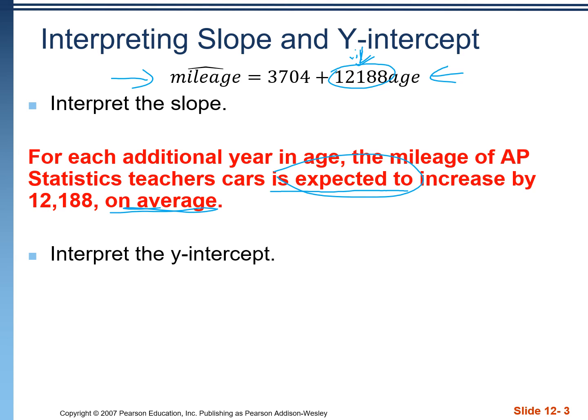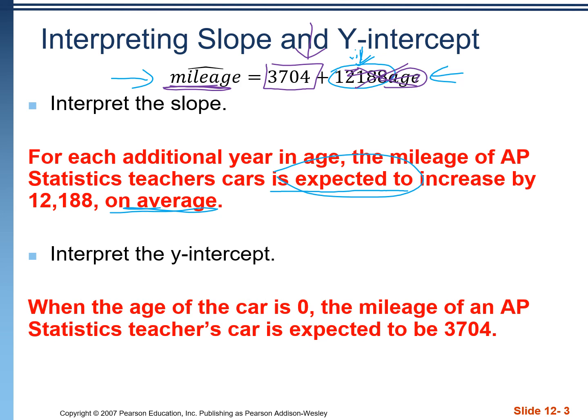All right, interpret the y-intercept. Y-intercept is this number right here. It's the one that's not next to the explanatory variable. And this is telling us what we expect the response variable, the mileage, to be when this just doesn't affect the equation. So in other words, if age is 0, this whole thing would zero out, and this is what we would expect to get for the mileage.